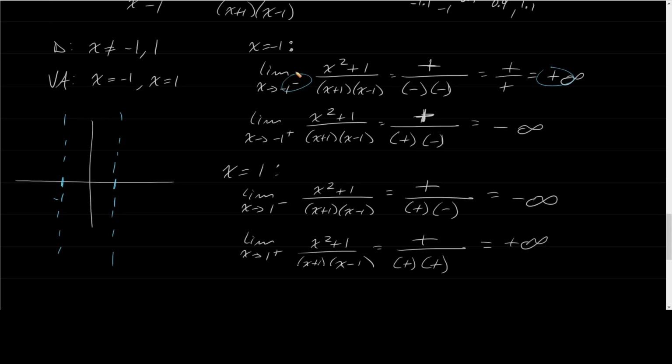From the left of -1, we're going to positive infinity. From the left, going to positive infinity. From the right, we're going to negative infinity. From the left of 1, we're going to negative infinity. And from the right of 1, we're going to positive infinity. So there we go. And in fact, this function looks something like this.